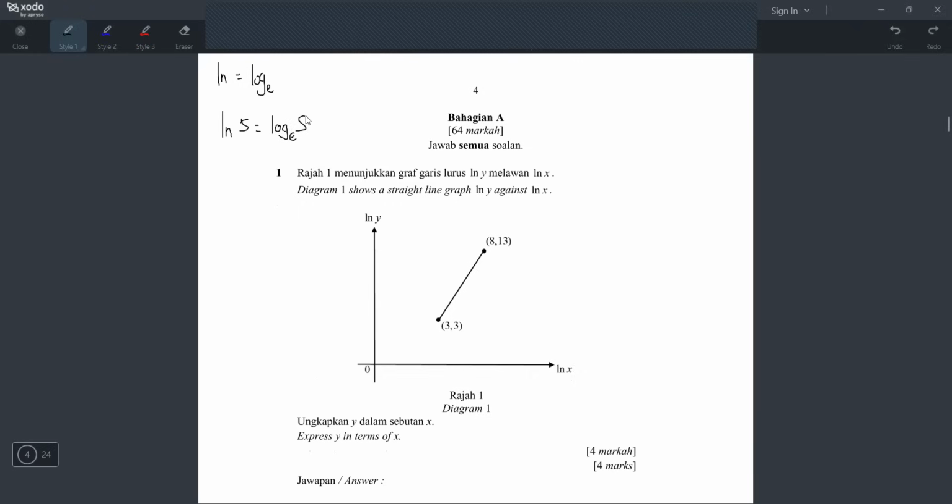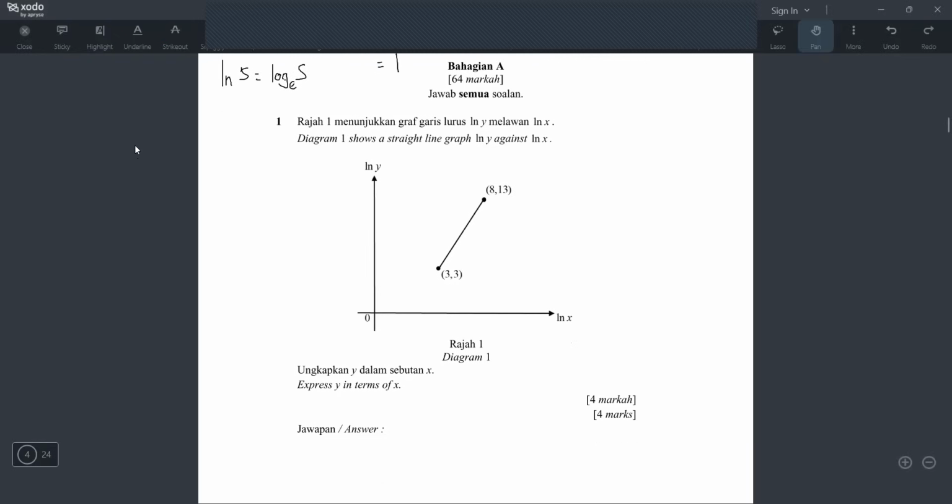So what if I say ln e? What does it mean? It means log e base e. And what is log e base e? It is 1, because when the log base and the log number are the same, it becomes 1. So this is what ln means. And if you look at your calculator, there is one specific button for ln, beside log. Okay, now let's continue.